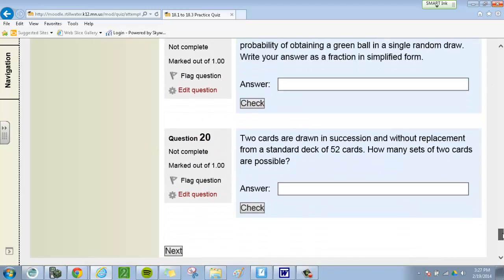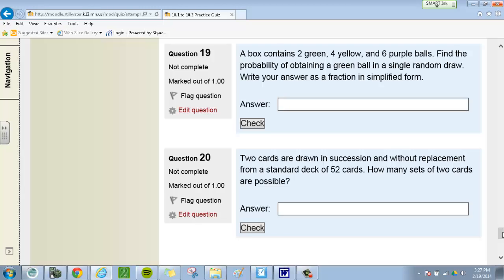I should ask somebody. Okay, a box contains 2 green, 4 yellow, 6 purple balls. Find the probability of obtaining a green ball in a single random draw. Okay, so we got to first find the sample size. Sample size is how many things are in there. Well, we have 6 plus 4 plus 2, which is equal to 12. That's your sample size. But you want to get a green ball. How many ways can you choose a green ball from there? There's 2 ways because there's 2 green balls.